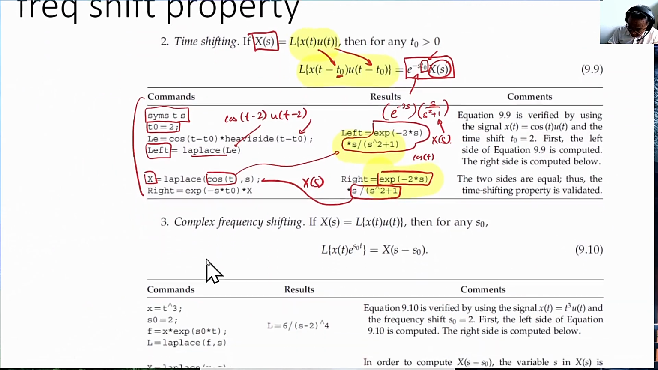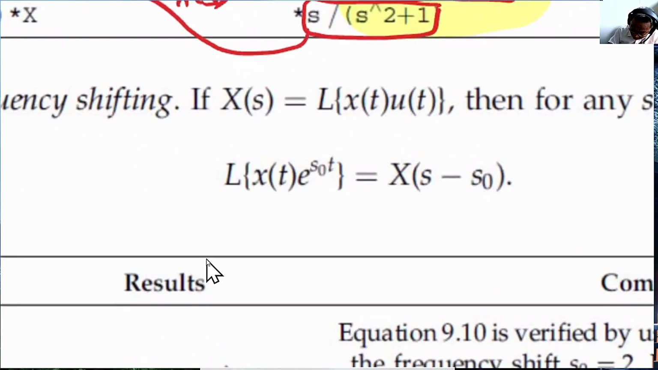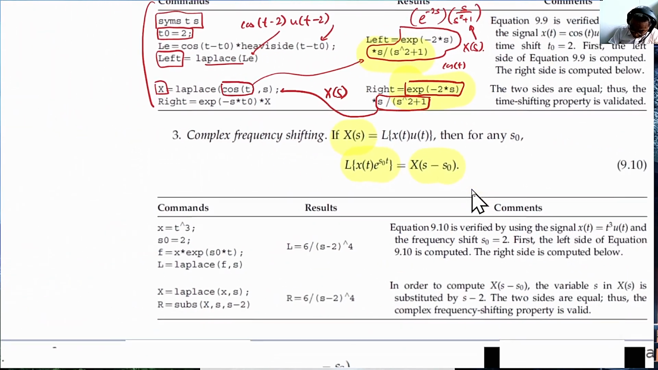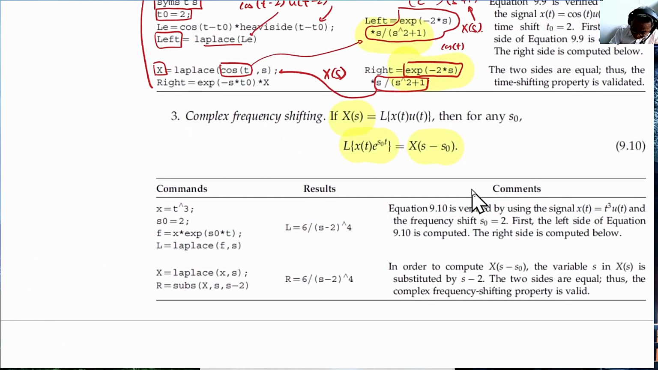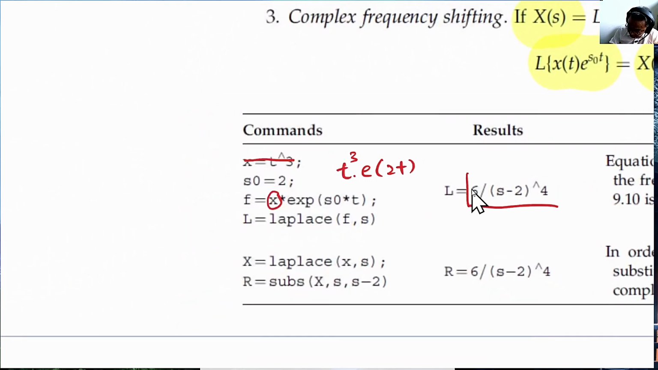Alright, you can also try the complex shifting. In the complex shifting, the property is this: when the signal is multiplied by e^(s0 t), then all the s inside X(s) originally will be subtracted by s0. So what happened? Well, let's try the expression x equals t cubed, and we are going to multiply x(t), so t cubed, multiplied by e^(2t), and this is the answer.